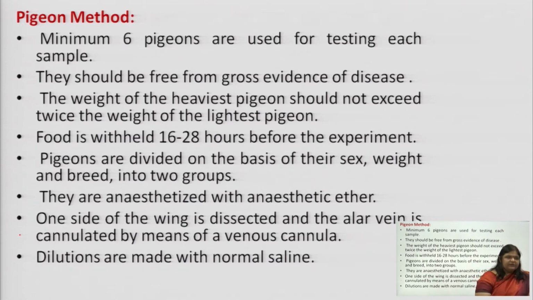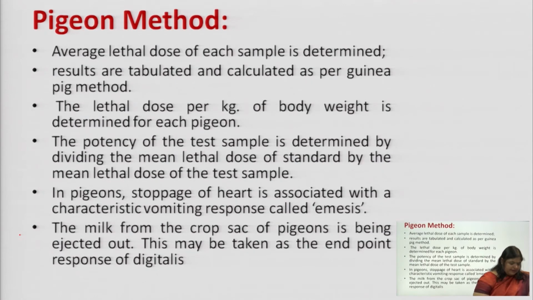Various dilutions are made with normal saline. Again the lethal dose is determined. Now what is the lethal dose? How do we find out the lethal dose? The stoppage of the heart. Now in pigeon, whenever there is a stoppage of the heart, there is a characteristic vomiting response which is called the emesis response.